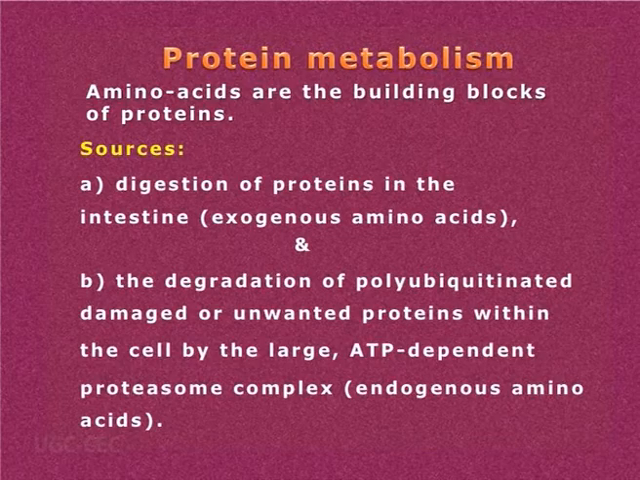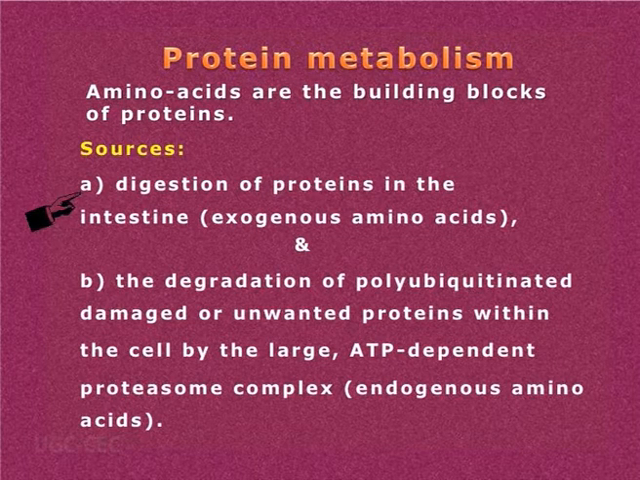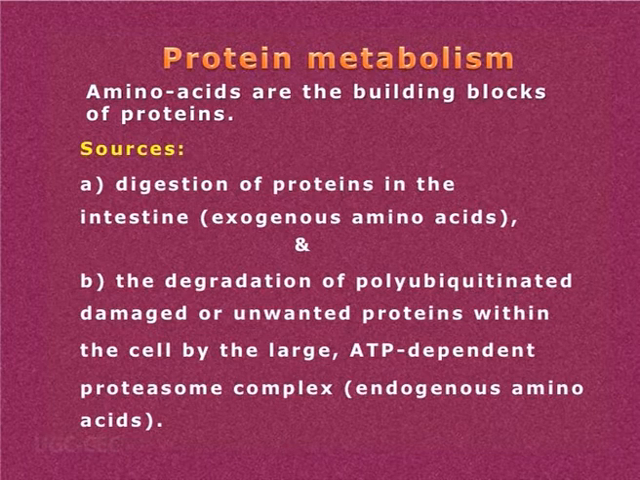Now, as we all know, proteins are polymers of amino acids. Now, the sources of amino acids may come from two ways. First is the digestion of proteins, resulting in the formation of exogenous amino acids. Then is the degradation of unwanted polyubiquitinated damaged proteins through proteasome degradation pathway, which results in the formation of endogenous amino acids.